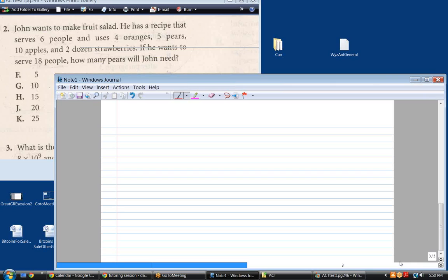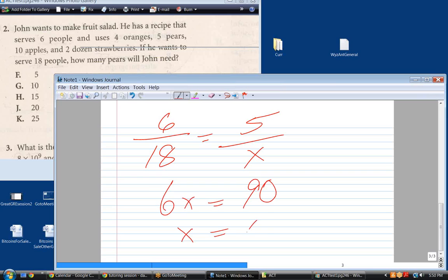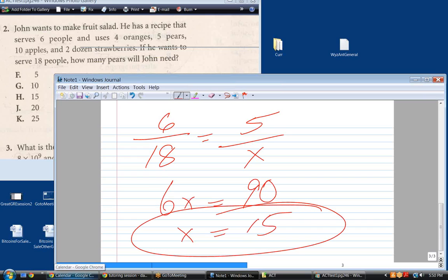Yeah, so he needs 15 pears. Notice that it didn't matter how many oranges, apples, or strawberries there were. Completely irrelevant. Now, this is actually a ratio problem. In other words, 6 people is to 18 people as 5 is to x, and we're solving for x. Cross multiply, you get 6x equals 90, x equals 15. So that's a straight ratio problem.